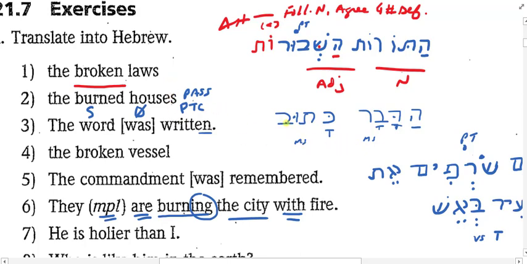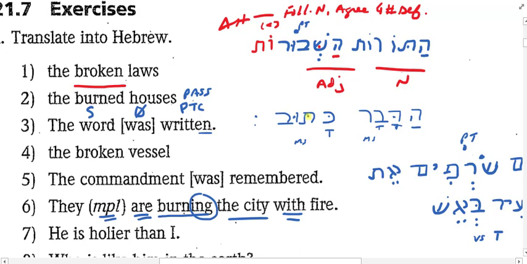If it's a predicate participle, do I need to put the ha on the participle? No, because participles and adjectives that are in predicate position do not take the article. They are always anarthrous. If the subject noun is articular, then there's going to be a lack of matching on that score. Gender and number have to be the same. So I'm done. The word, hadavar, was, unstated copula, katuv, written, katuv.